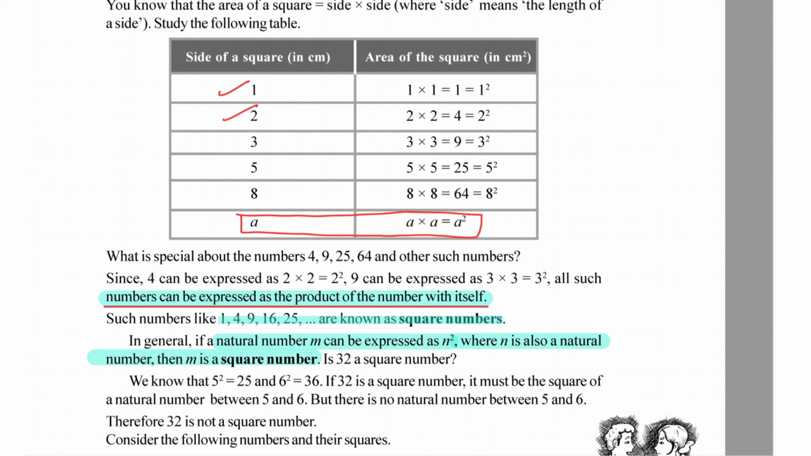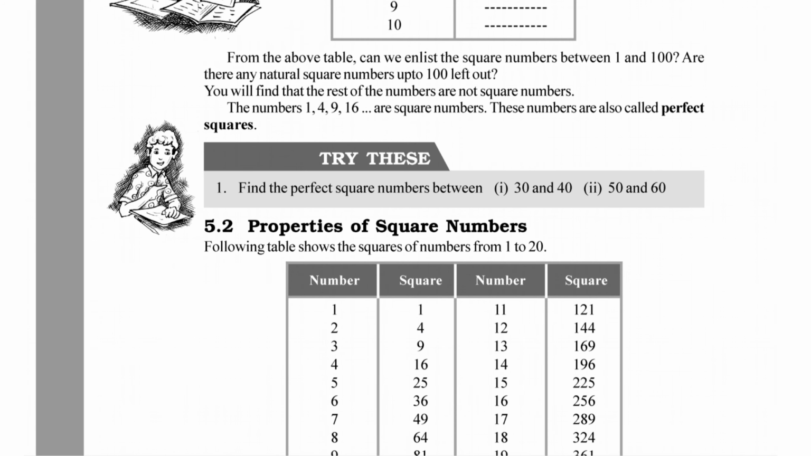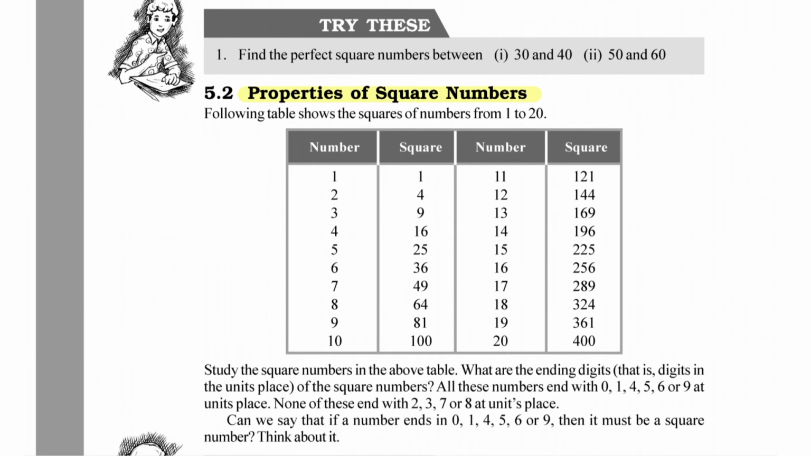So now we got to know what a square number is, an example for it, and how we get a square number. We can get a square number by multiplying the number with itself. The numbers 1, 4, 9, 16, which we just called square numbers, are also called perfect squares. So square numbers are also called perfect squares. Now let's move on to study the properties of square numbers. Let's make a note of important points on the properties of square numbers.